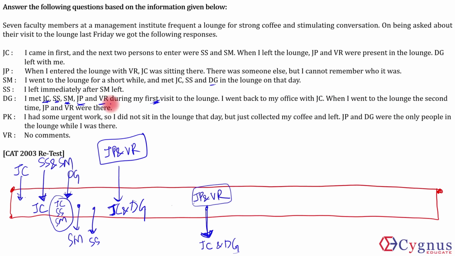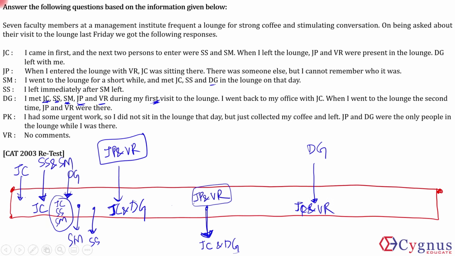"When I went to the lounge the second time, JP and VR were there." So DG again visits the lounge, and only JP and VR were there. That means when he left, only JP and VR were there, and when he came in, only JP and VR were there. That means no one else came into the lounge between him leaving and coming back.